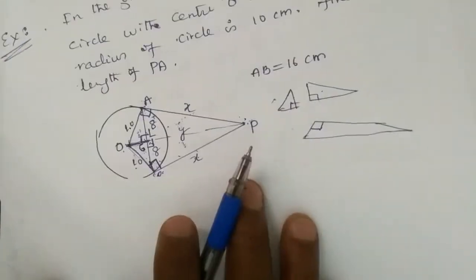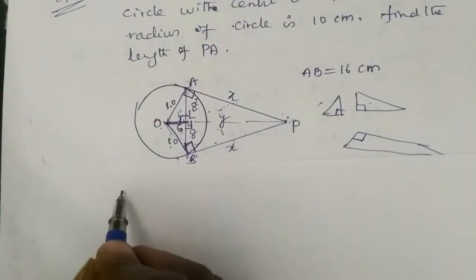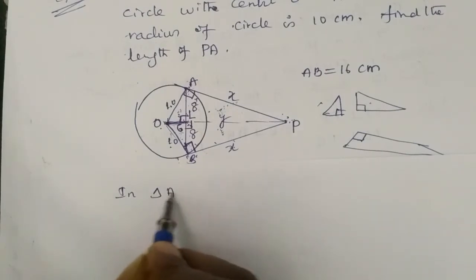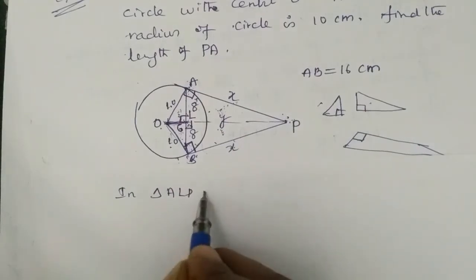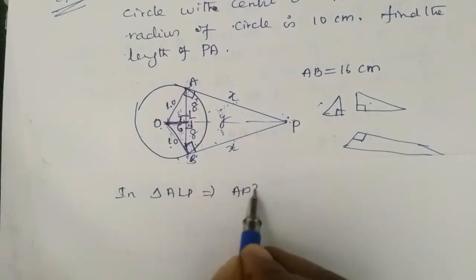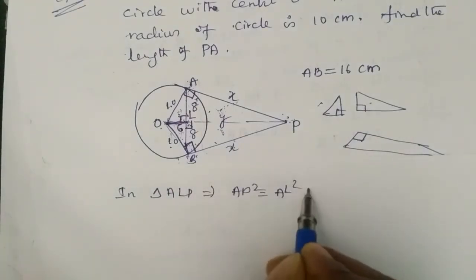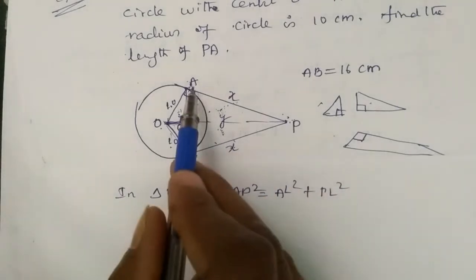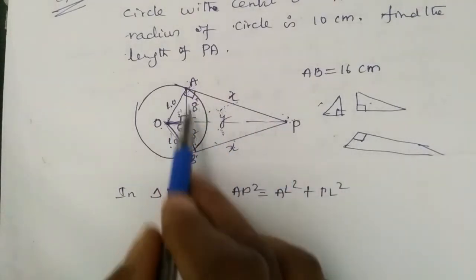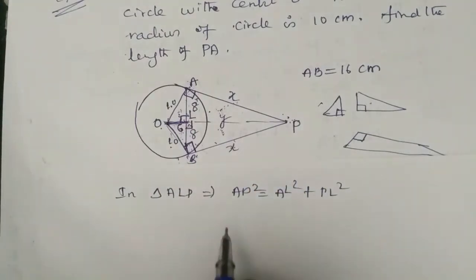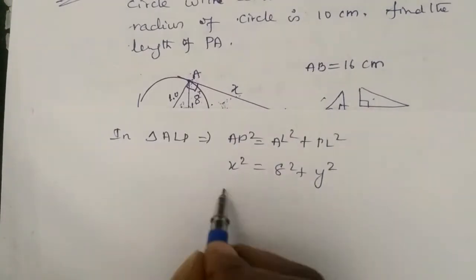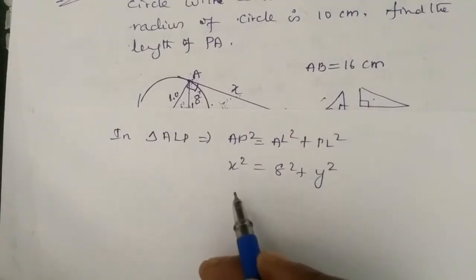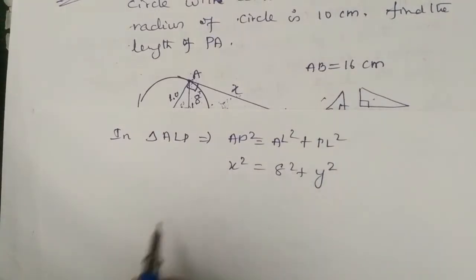Use the Pythagoras theorem in triangle ALP. In triangle ALP, AP square is equal to AL square plus PL square. So AP square value is x square equals 8 square plus y square. We cannot solve this one because there are two unknowns. We keep it as it is.